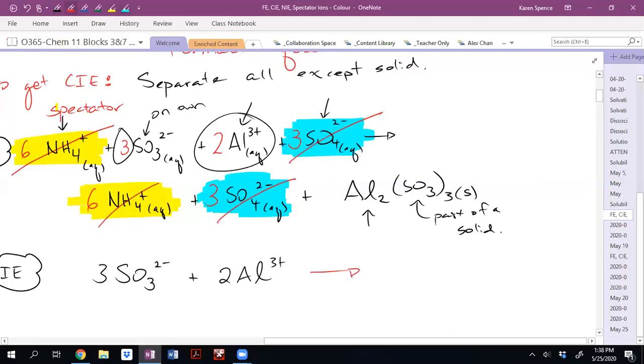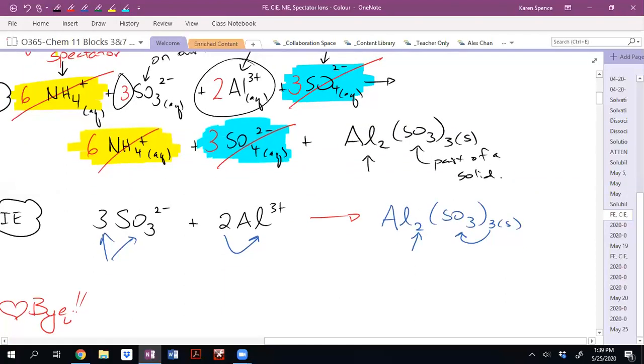And so our product then will be Al2(SO3)3 solid. And look how good that is. We have 3 sulfites on this side, and over on this side we have 3 sulfites. On this side we have 2 aluminums, and over here we have 2 aluminums.